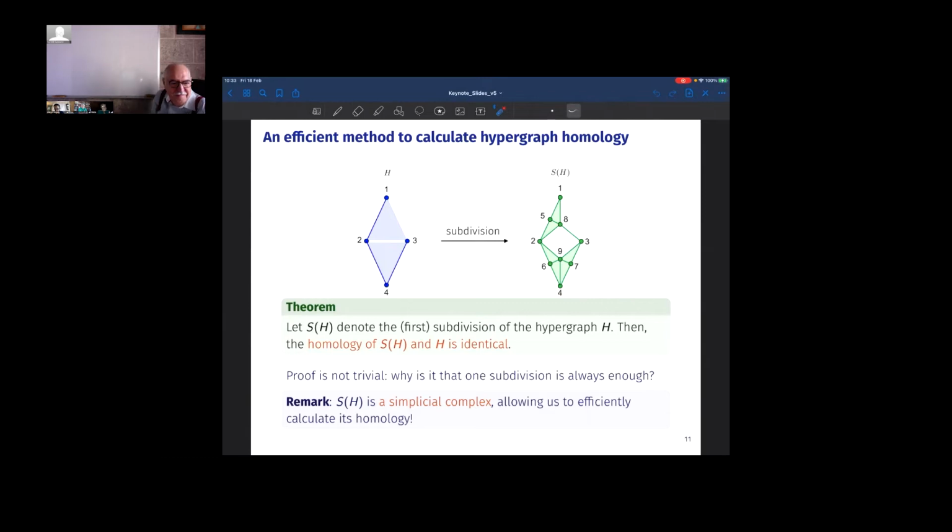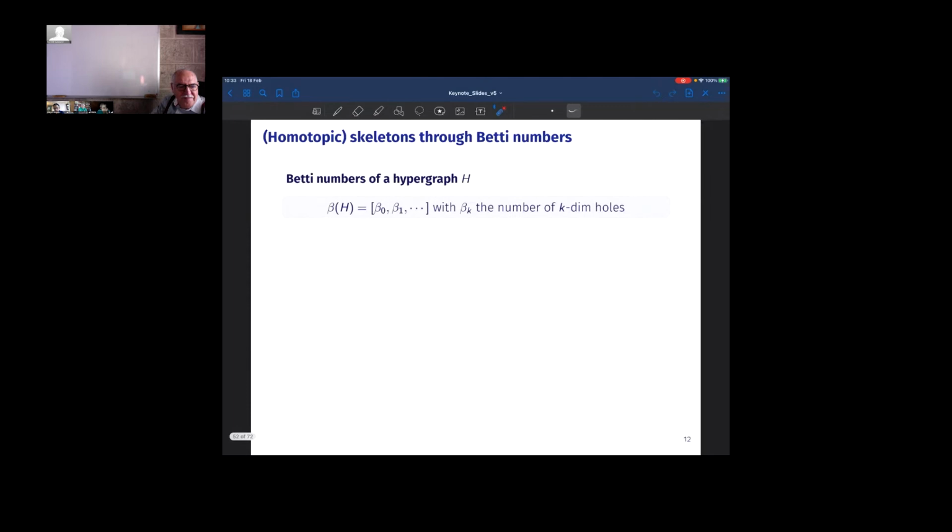Thank you, Luis. Okay, so one important remark, or what is useful from this theorem, is the fact that now S of H is a simplicial complex, and then we can apply, for example, Ripser to very efficiently calculate the homology of the original hypergraph H, just by computing the homology of S of H. So this is useful because now we have an efficient tool to calculate the Betti numbers of an arbitrary hypergraph H.